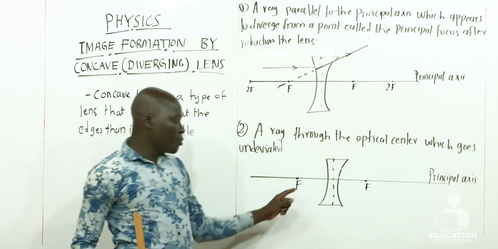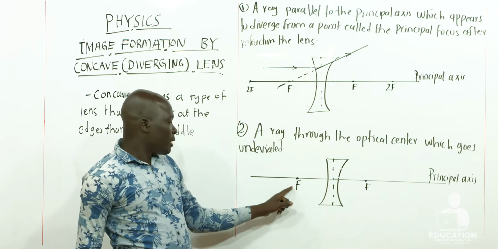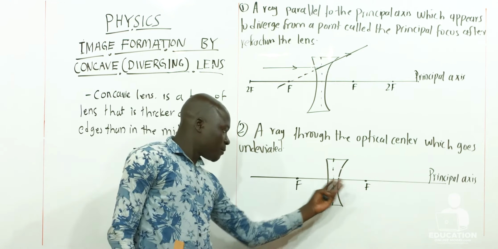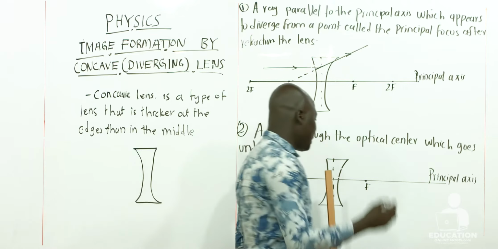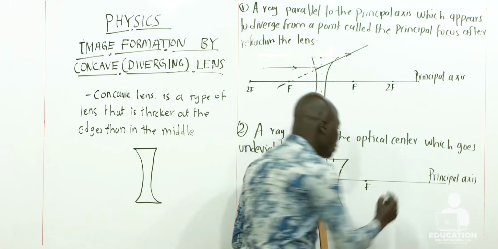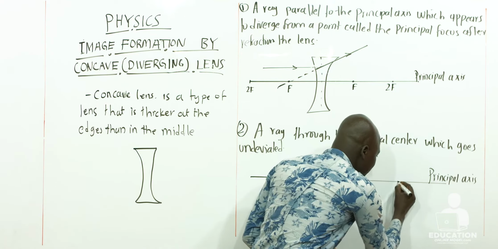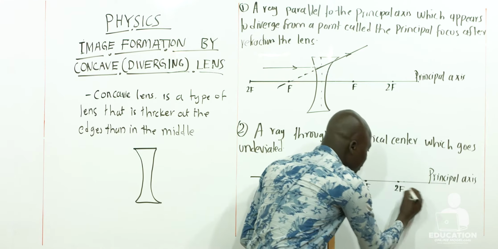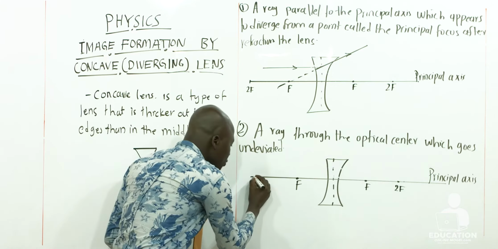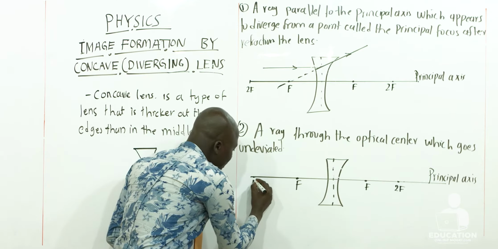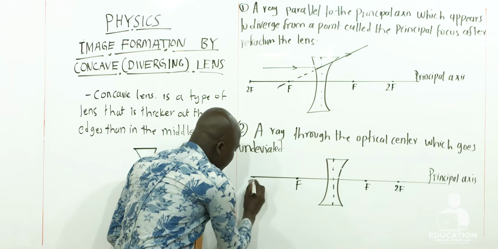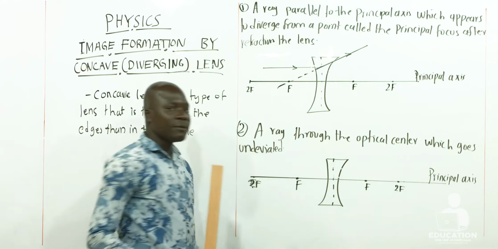So these are the two principal foci. Then twice the principal focus is called the radius of curvature, but we denote it with 2f. Since the radius of curvature is twice the focal length, we denote it with 2f, and it is on both sides of the lens.